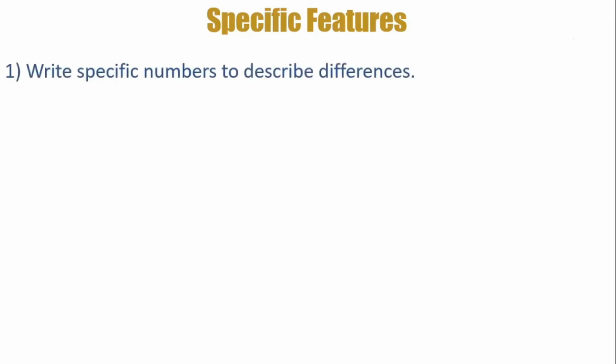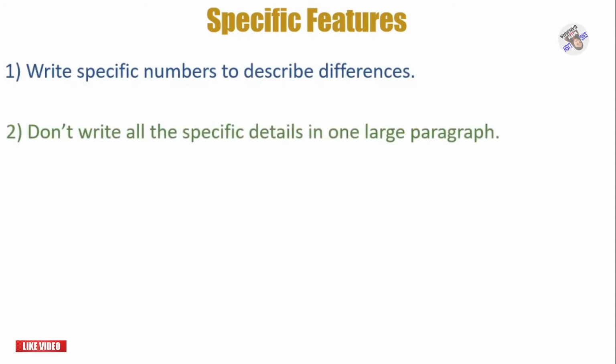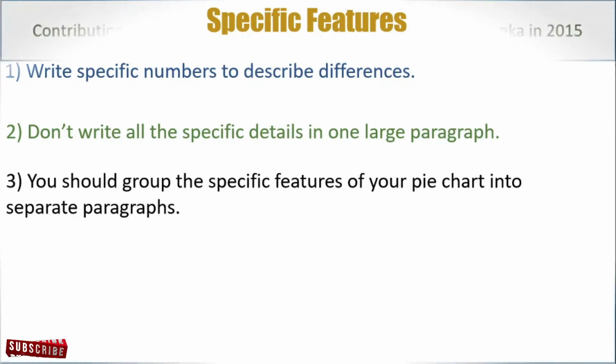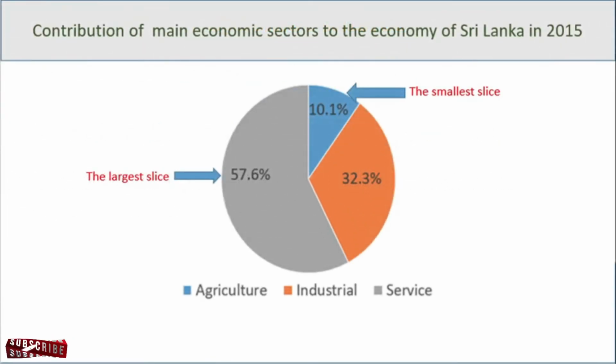Let's look at the specific features now. Write the specific numbers to describe differences. Don't write all the specific details in one large paragraph. You should group the specific features of your pie chart into separate paragraphs. Let's have a look at the same example.